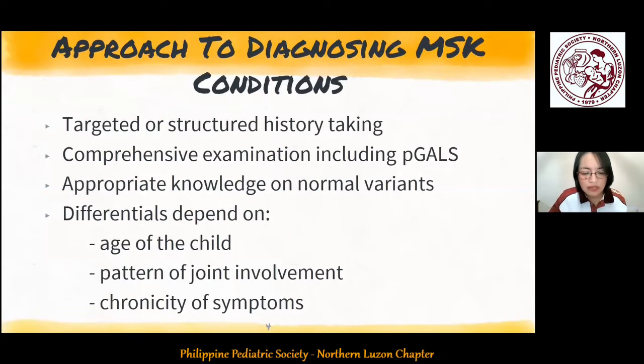The approach in management requires targeted history taking, with the components discussed earlier by Dr. Leung, as well as a comprehensive examination, which includes the PGALs. The third is appropriate knowledge of normal variants. Now, to narrow the differential diagnosis before we select lab tests to be done, a practical approach considers the differentials filtered by the age of the child, the pattern of joint involvement, as well as the chronicity of symptoms. Let me go through this quickly one by one.